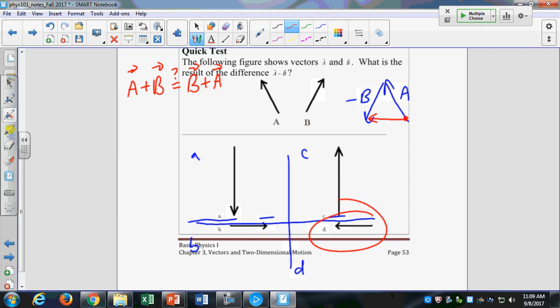I don't know. Let's look at it. We could draw it a couple different ways. We could do A right here, and then B, and then this would be A plus B. Or we could draw B right here, and then A. And so this is also A plus B. So I'm using the tail to tip method for A plus B and B plus A, so those are actually the same. So that rule, what's that called?